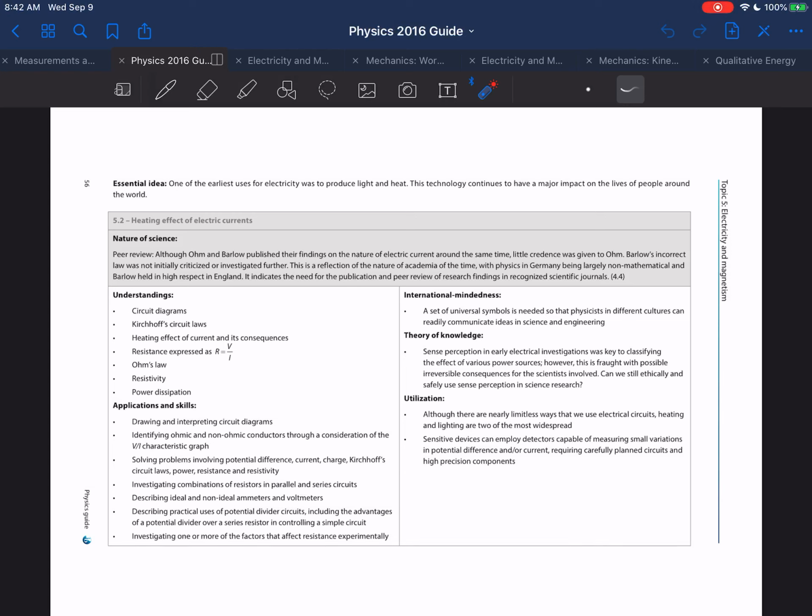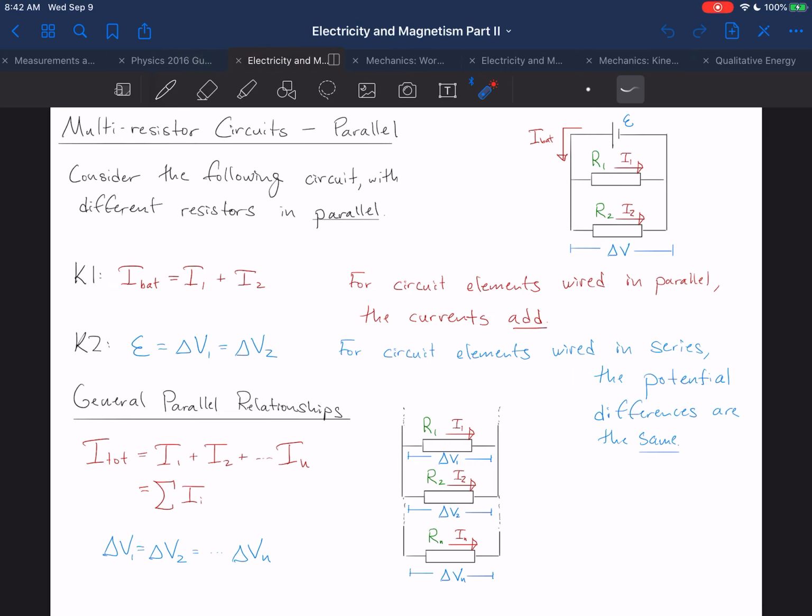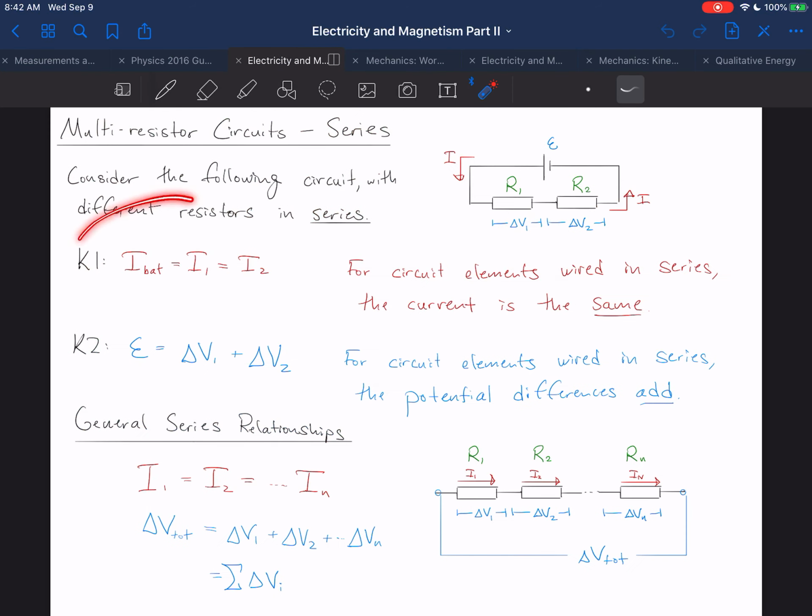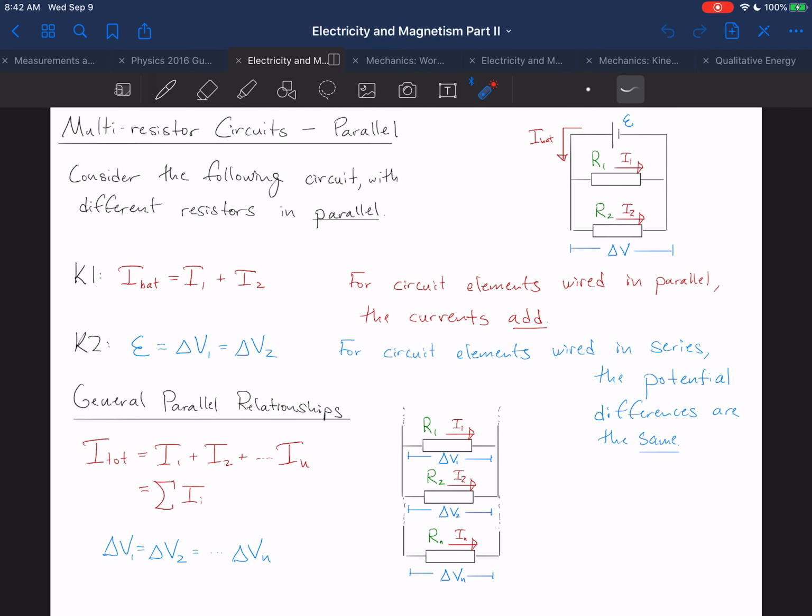Hello everyone. In this video we will continue to examine topic 5.2, the heating effect of electric currents, and in particular we will continue to unpack multi-resistor circuits, focusing on those in parallel. So in the last video we ran through what Kirchhoff's first and second law had to say about a simple multi-resistor circuit with resistors in series. So we're going to do the same thing for parallel here.